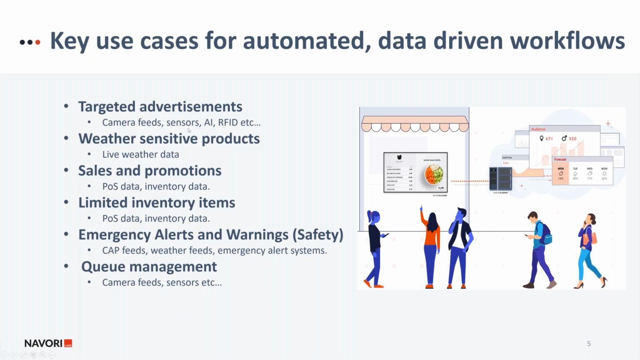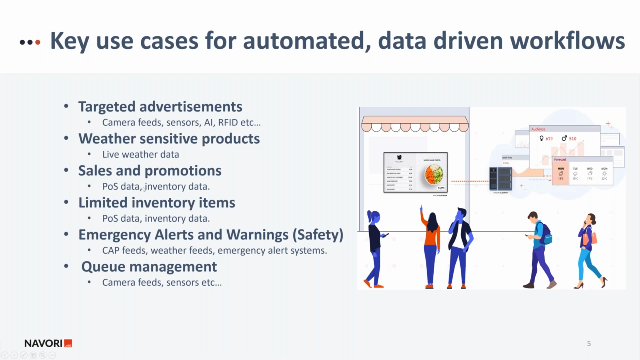So we're talking about other examples: camera feeds, sensors, artificial intelligence, RFID readers, live weather data, point of sale data, inventory data, CAP feeds, weather feeds, emergency alert systems. The possibilities are ultimately endless. So I really want to make sure that what you've taken away and what you're understanding from what I'm trying to show here is that with the right tools, data-driven content automation is actually quite easy.